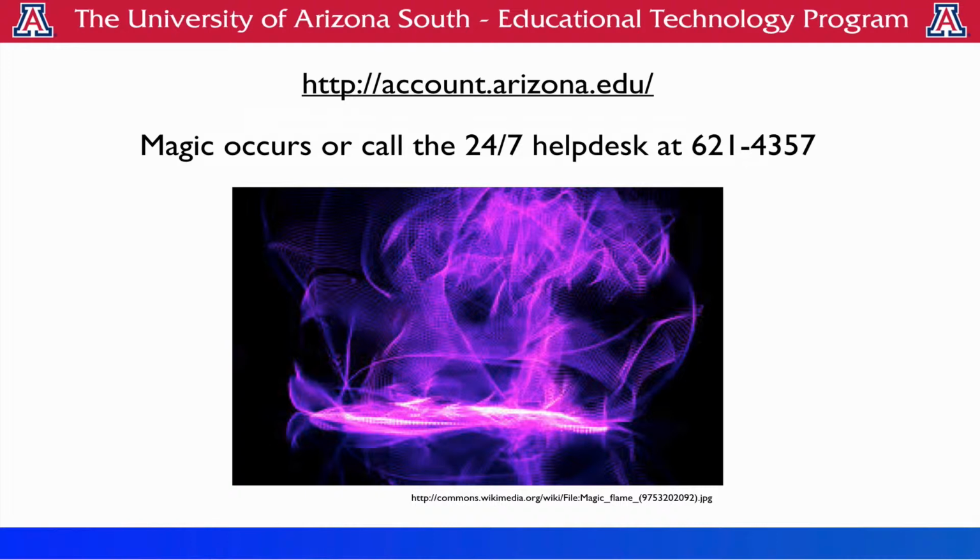Now, I say magic occurred because, again, I don't have any screenshots of this. I've already done it, so it won't let me do it again. And so if you do have any trouble, please call the help desk at 621-4357 and just tell them that you want to connect your UA Connect email with the Google Apps.